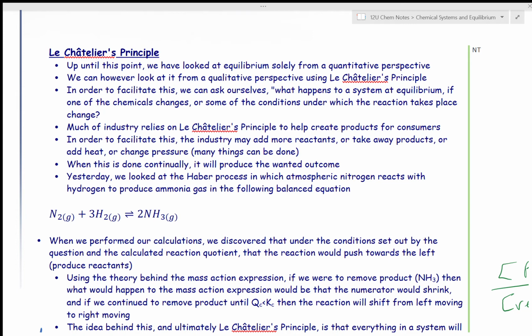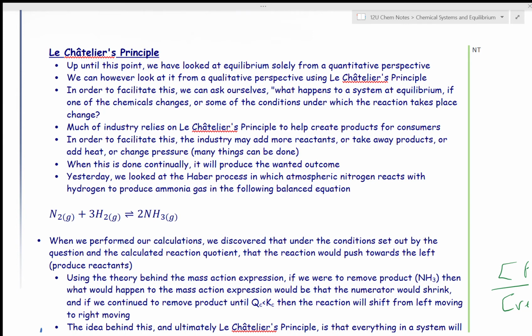And in order to facilitate this, we can always ask ourselves, what happens to a system that's at equilibrium if one of the chemicals changes, or if some of the conditions under which this reaction is taking place changes? Much of industry relies on a knowledge of Le Chatelier's principle to help create products for consumers. So industry may, for example, add more reactants to make more of their product, or they may pull product out so that the reaction continues to make product, or they may heat it up, or they might change the pressure, or they might do a whole bunch of different things.